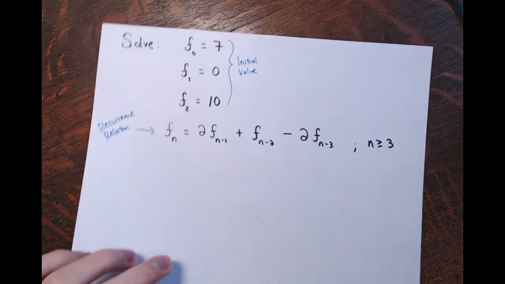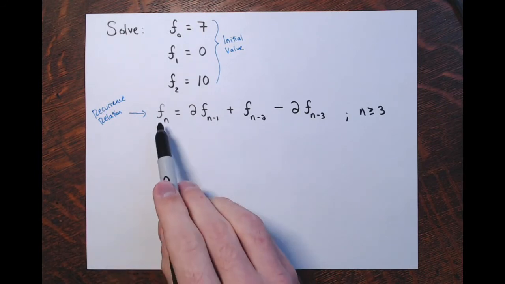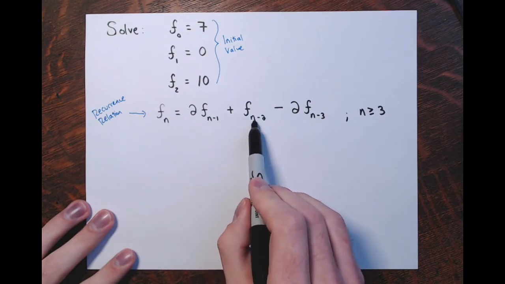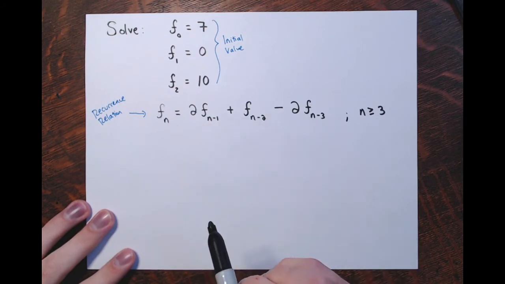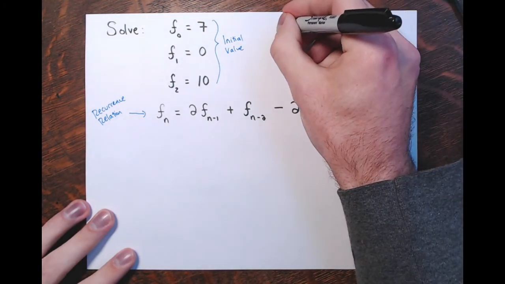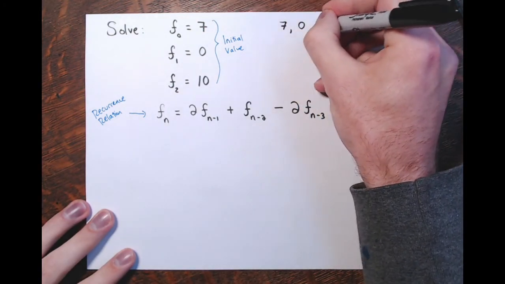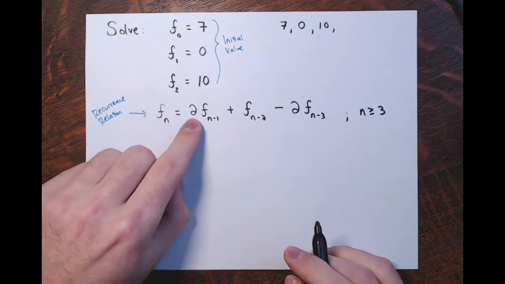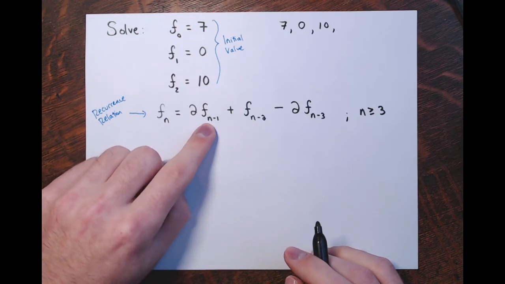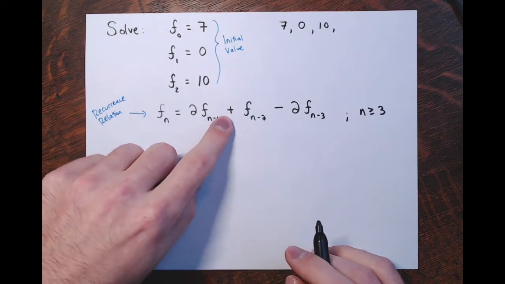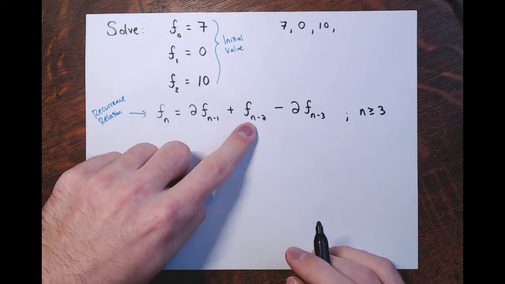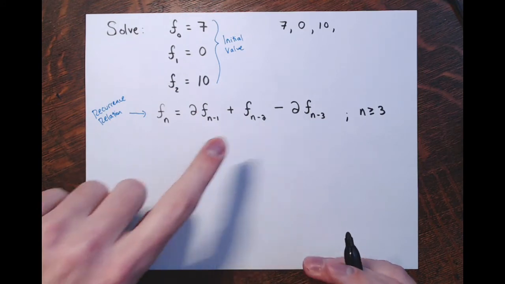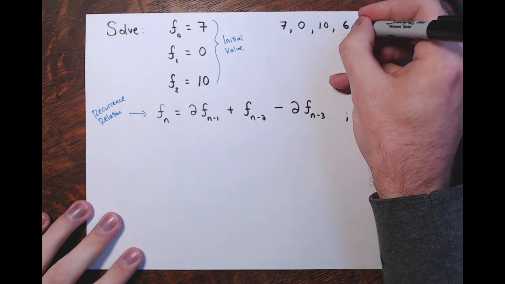Right, the recursive rule. So you see that every term from here on out is twice the previous term plus the term before that minus twice the term before that. Okay. So if you want to start right now, there's f0, here's f1, here's f2. F3 would be 2 times the previous term, 2 times f2, so 20, plus f1, so 20 plus 0, so 20 still, minus 2 times f0, so minus 14. 20 minus 14 would be, the next term of this sequence would be 6.